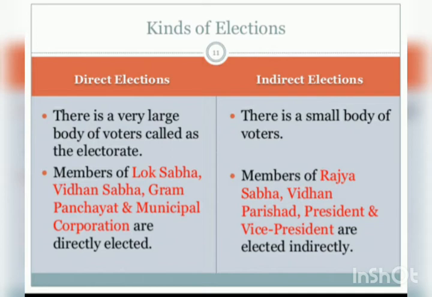For direct elections, there is a very large body of voters called the electorate, meaning all the citizens are the voters. Members of Lok Sabha, Vidhan Sabha, Gram Panchayat and Municipal Corporation are elected directly. In indirect election, there is a small body of voters. Already elected representatives are the voters. Members of Rajya Sabha, Vidhan Parishad, President and Vice President are elected indirectly.